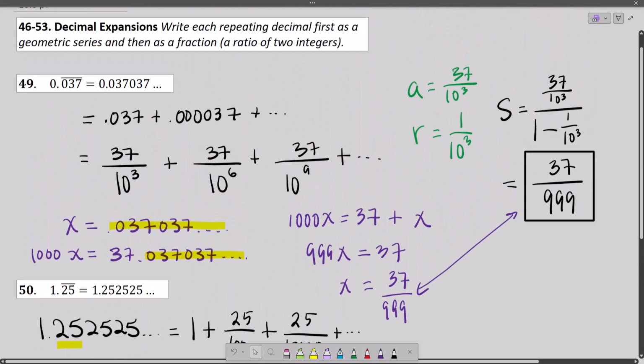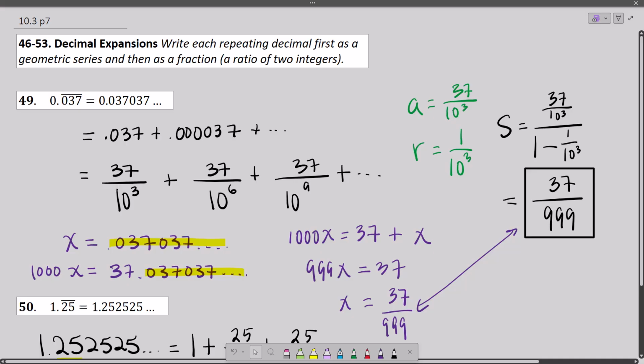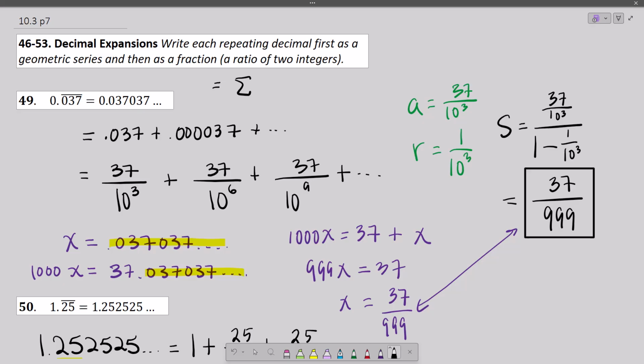Maybe we should write this one in summation notation also just for practice. So this one would be a sum. Here we're going to have 37 divided by 10 to the, what can we put up there? 3. So if K is going to go from 1 to infinity, what's that going to be? 10 to the what? 3K? Yeah?